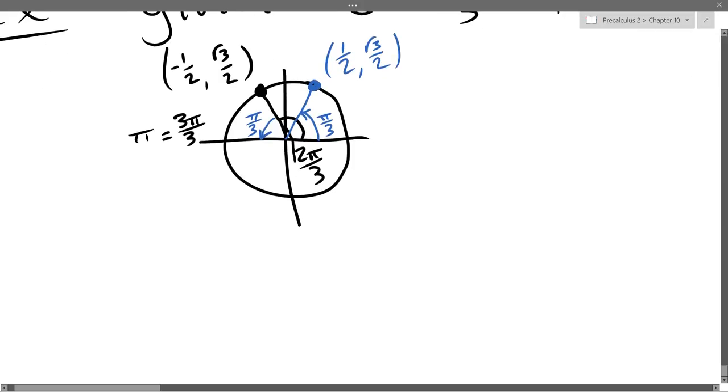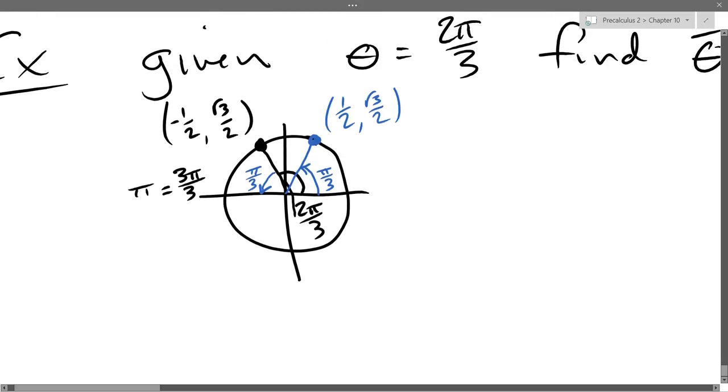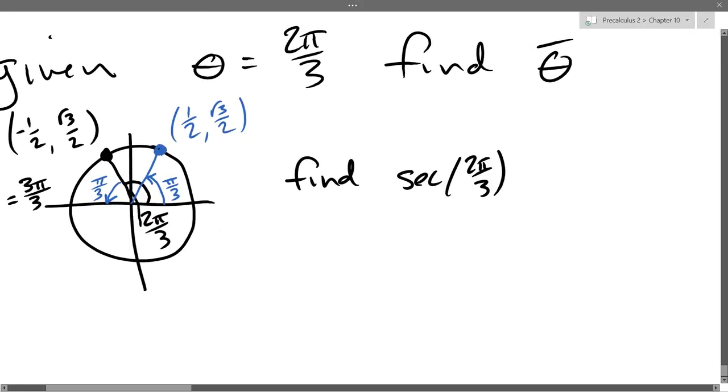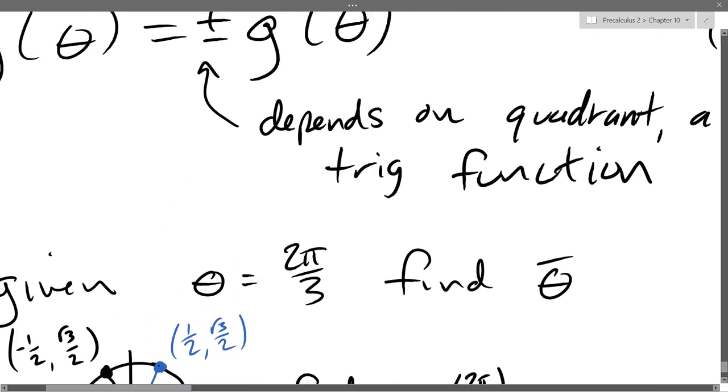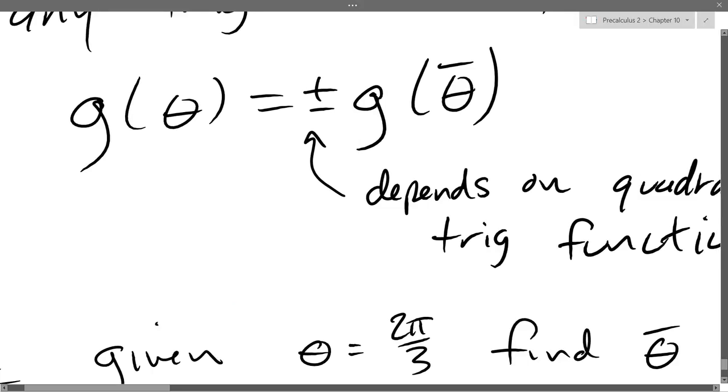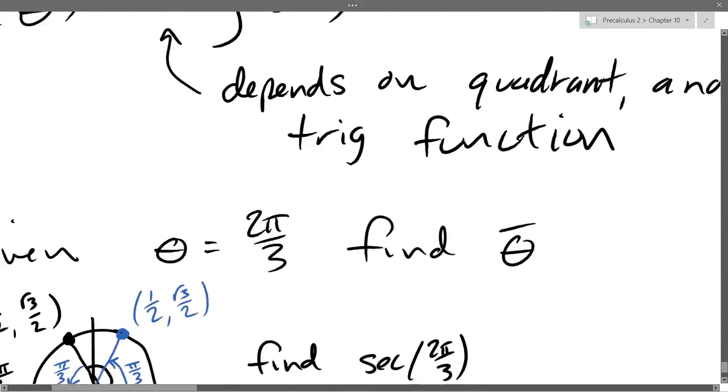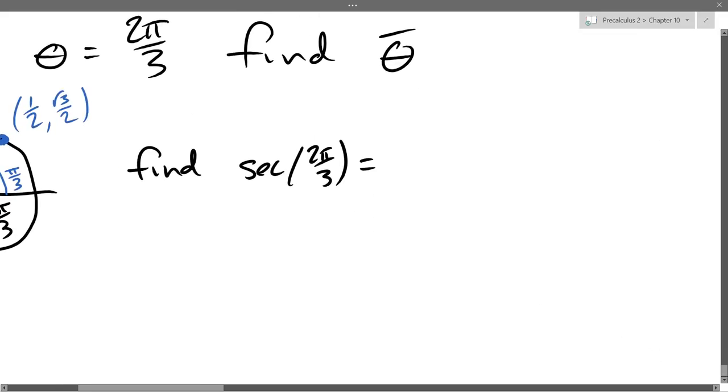Let's go ahead and do a trig function. Let's do some of the reciprocal ones. Let's go with secant of 2 pi over 3. So secant 2 pi over 3, just using our trig function of the angle theta is plus or minus trig function of reference angle. So using that, secant of 2 pi over 3 is plus or minus secant of reference angle pi over 3.